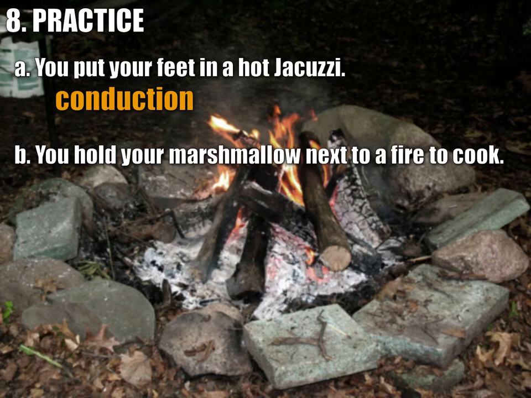You hold your marshmallow next to a fire to cook. You're not holding the marshmallow above the fire. You're holding it next to the fire. You're not holding the marshmallow in the fire. You're holding it next to the fire. So this means it's radiation. If it was in the fire, it would be conduction. If it was above the fire, it would be convection. This is radiation since it's next to the fire, just like the rocks in the previous example.